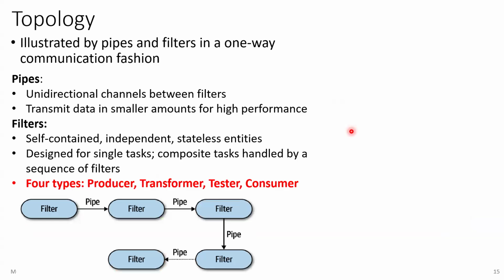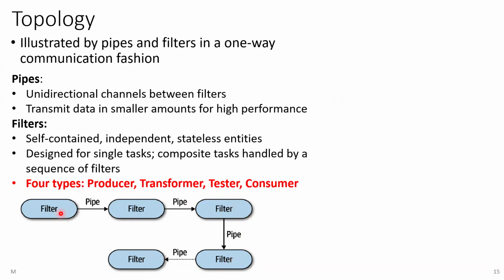It's a very simple architecture, and you already know it if you are familiar with how commands work in Unix Bash. Let's illustrate pipe and filter with this example. You have pipes. What pipes do is connect different filters together. Consider filters to be self-contained, independent, stateless entities, pieces of software or components. Each filter is designed to do one single task nicely.